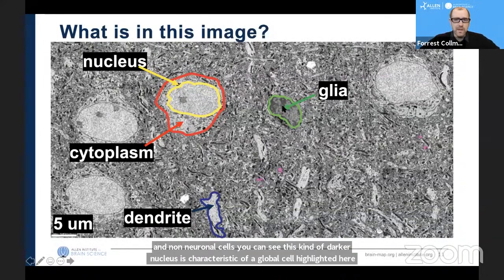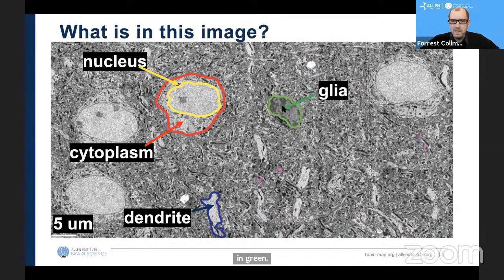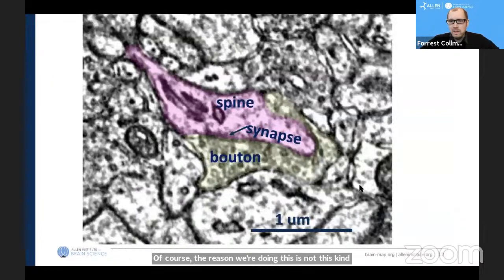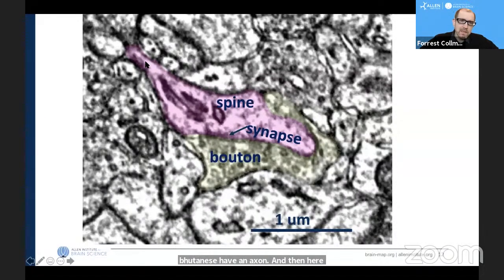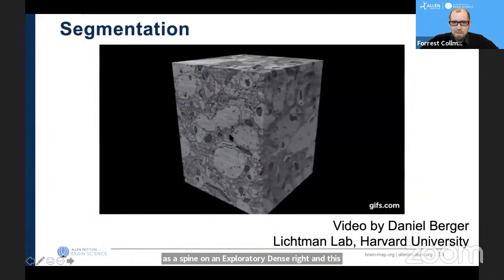Of course, the reason we're doing this is not this medium magnification, but really high resolution. As you zoom way in on an image, you can start to make out the individual wires in the brain. Here on this side, highlighted in yellow, is the bouton of an axon. And here in purple is a spine on an excitatory dendrite. And this location right here where they meet is a synapse.